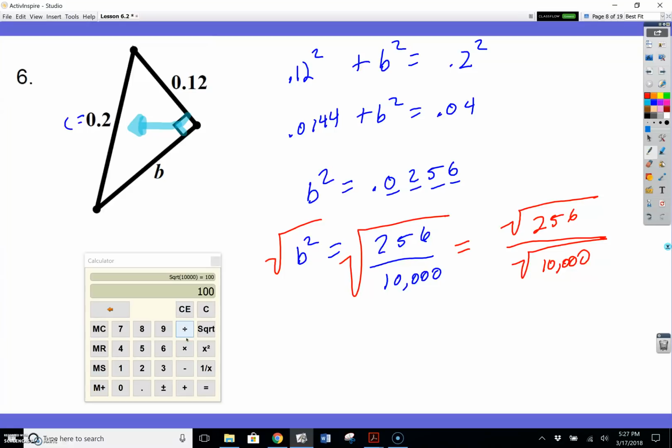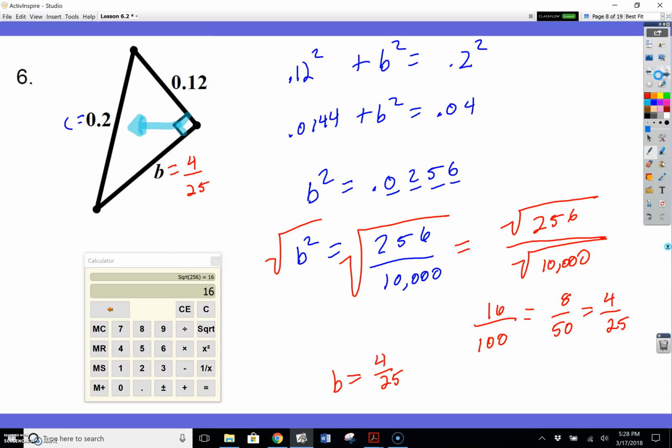So when I take the square root of 256, that is going to be 16, and the square root of 10,000 is 100. There are no more square roots. You already did them, so you don't need to continue having them. And all you do now is simplify. So this would be 8 over 50, which would then again reduce to 4 over 25. Therefore, your b value is equal to 4 over 25. Okay?